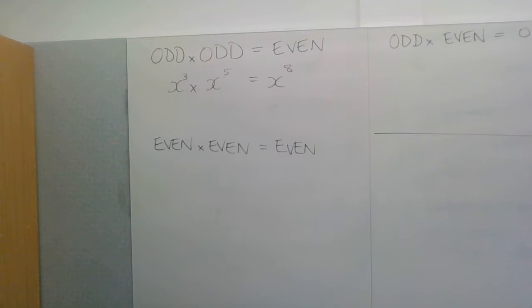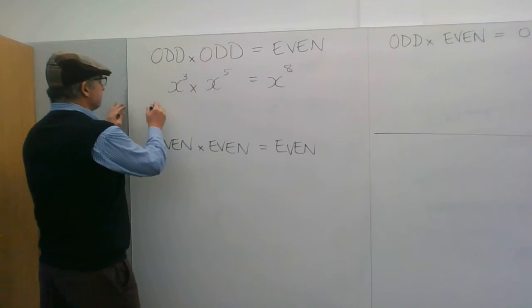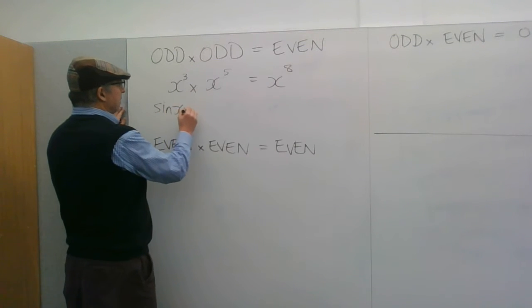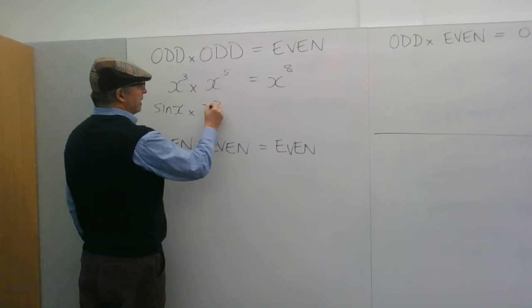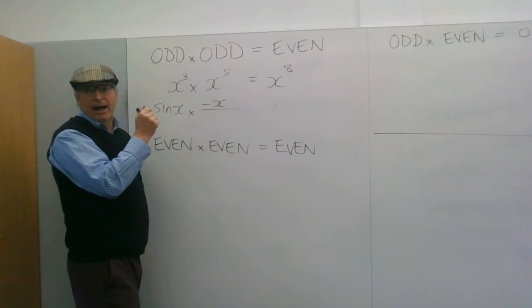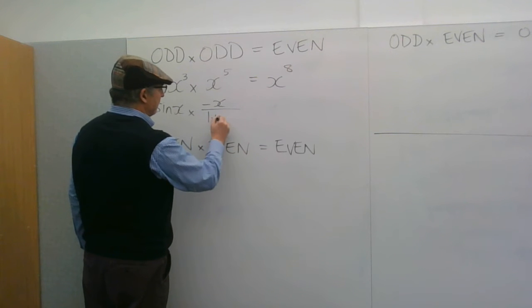What about if you pick something a little bit more complicated, like sine x, and the one we had before, but let's just make it minus x on 1 plus x squared, that's what we had before.